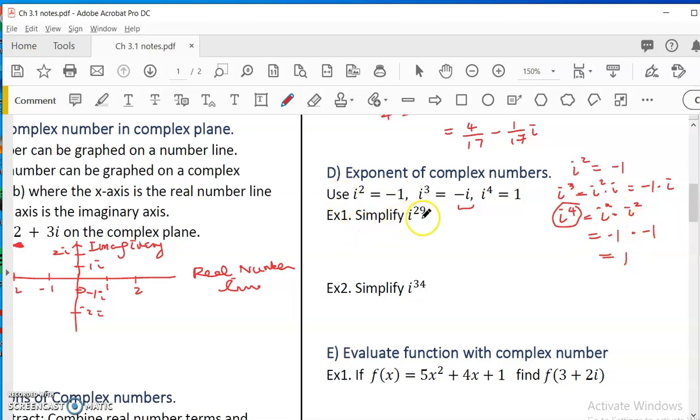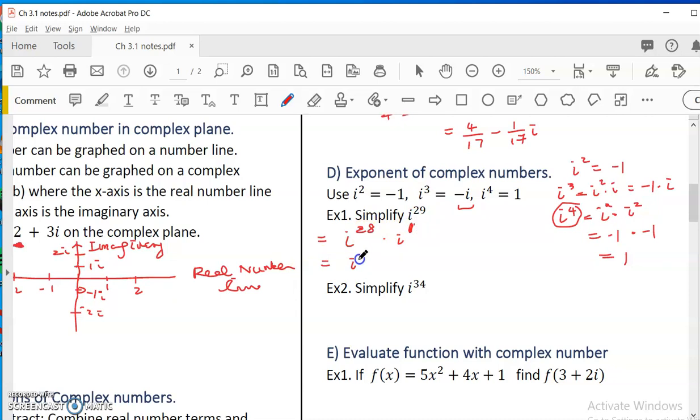So if I have some exponent to do, like i to the power 29, what I want to do is write it in terms of a power that is a multiple of 4. What is the closest multiple of 4 to 29? That's 28, right? Because that would be i to the 4th, 7 times, times i to the 1, because 28 plus 1 is 29. This is 1 time.